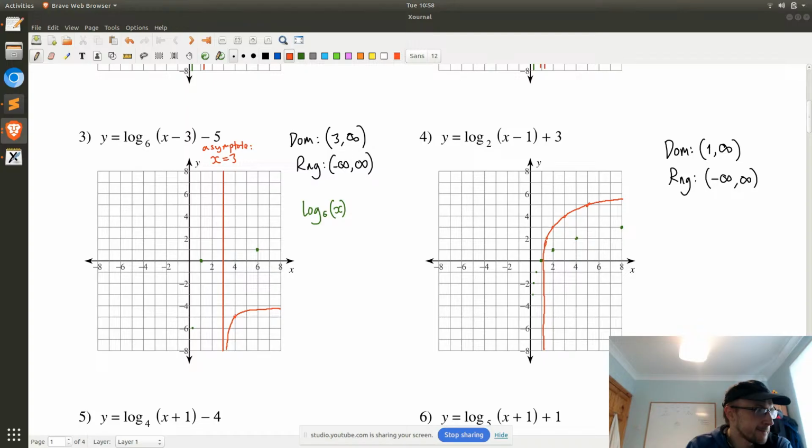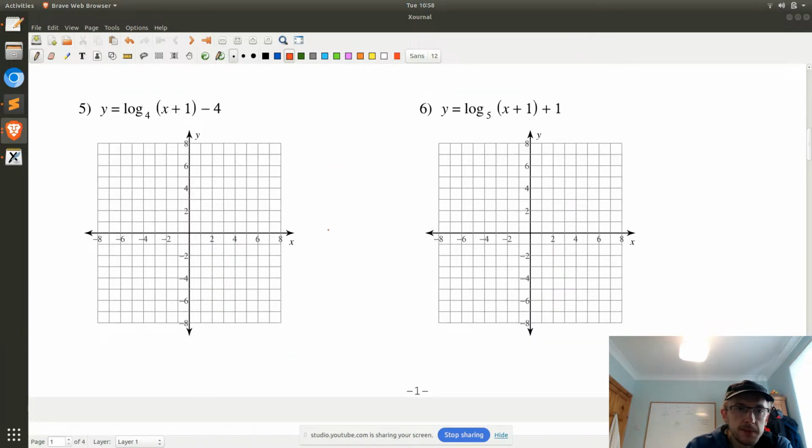And now to check. Okay, that is indeed right. Continue. The domain is anything greater than -1. The range is the whole of the real numbers, of course.